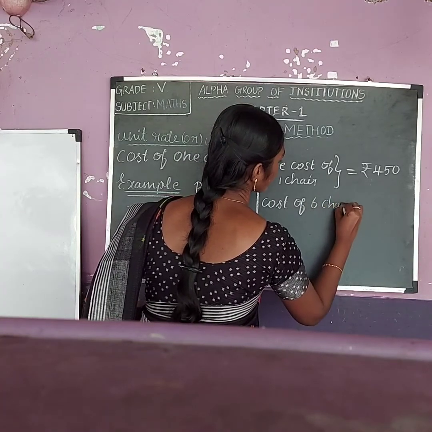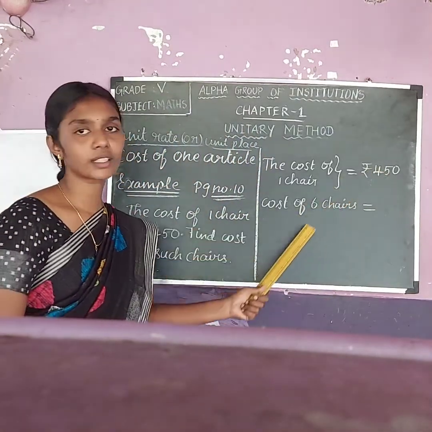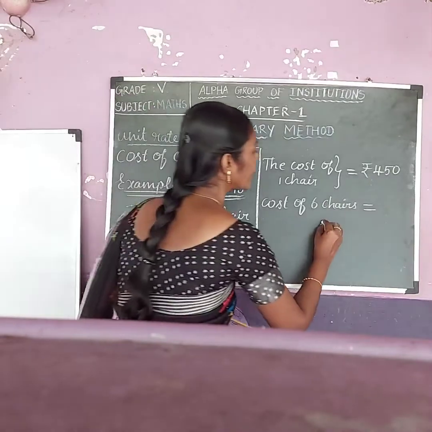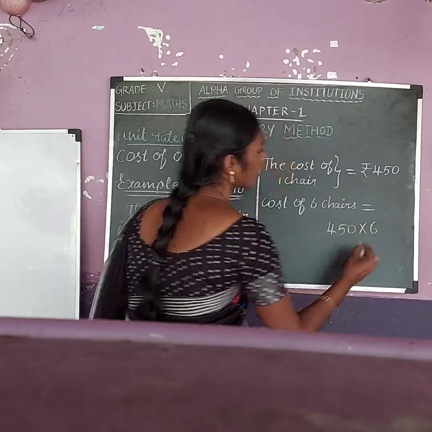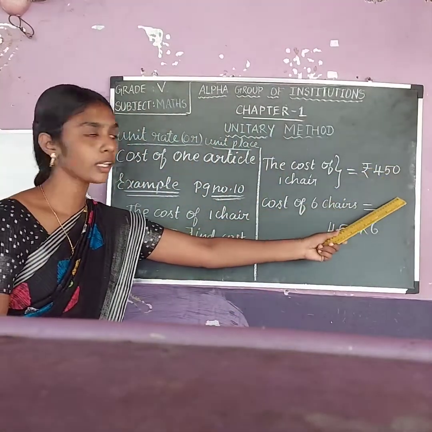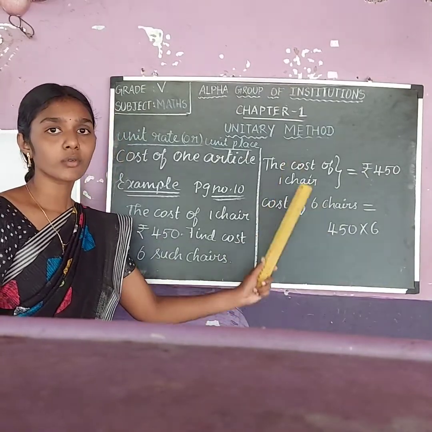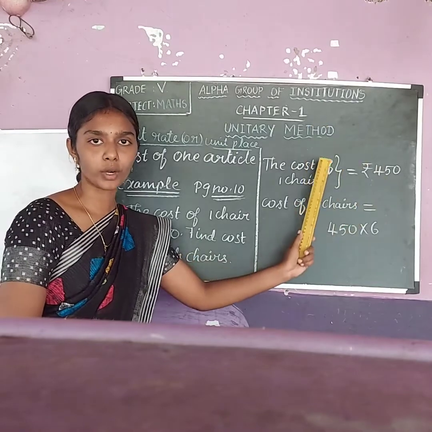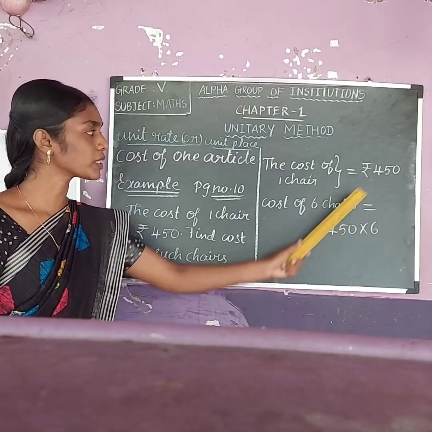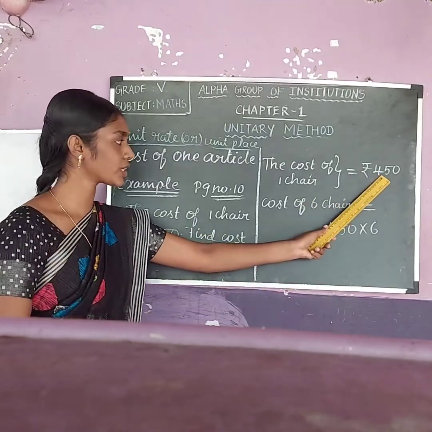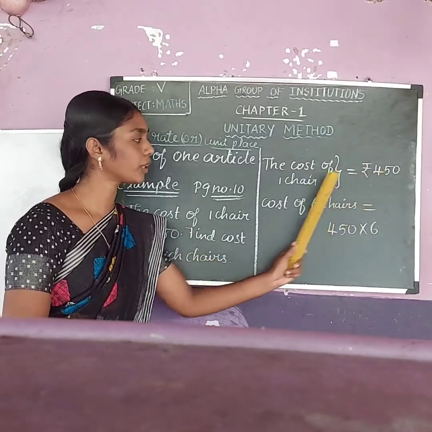In this case, we want to multiply these two values. What values do we want to multiply? 450 into 6. We want to multiply the cost of one chair with the number of items they asked for. They asked for 6 chairs, no? So we want to multiply the one amount, the cost of one chair, into how many chairs we need. See, 450 is the price of one chair, and we want to know the cost of 6 chairs. So we want to multiply the 450 with this 6.